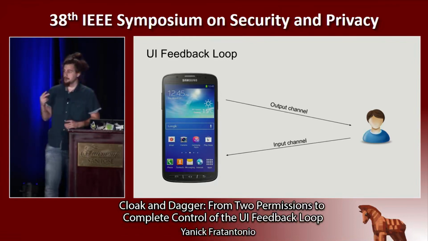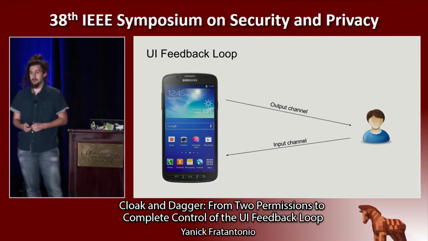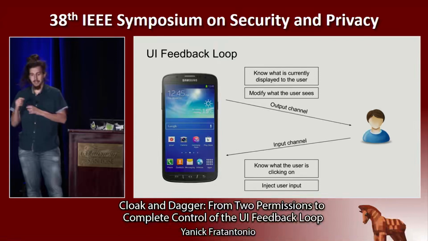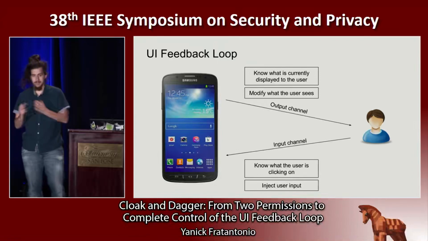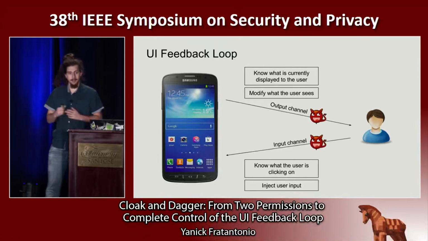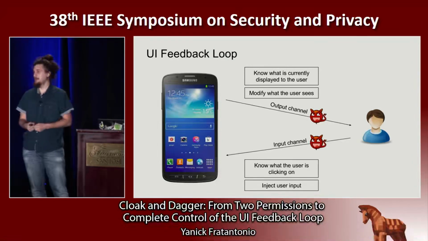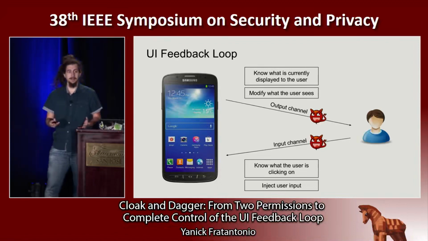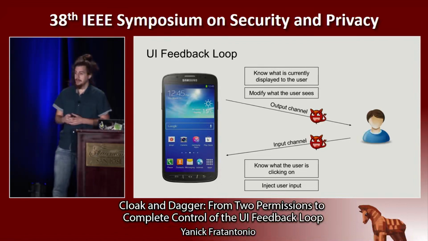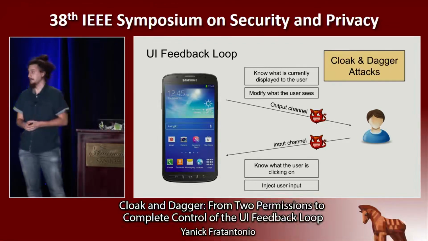This paper has two main points. The first one is to show that if an attacker can hijack the input and output channel in a passive and active way, then the attacker can do a lot of bad stuff. And the second point is it's actually possible to do so because of many design vulnerabilities we identified, and these vulnerabilities let us implement a number of new attacks which we called Cloak and Dagger.